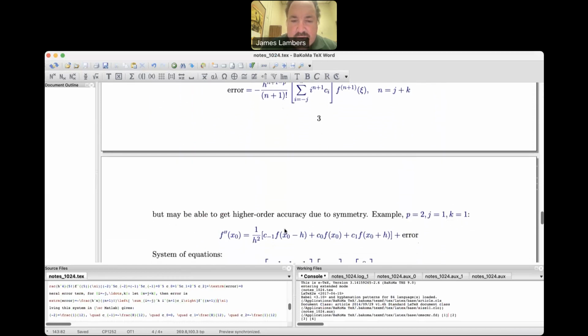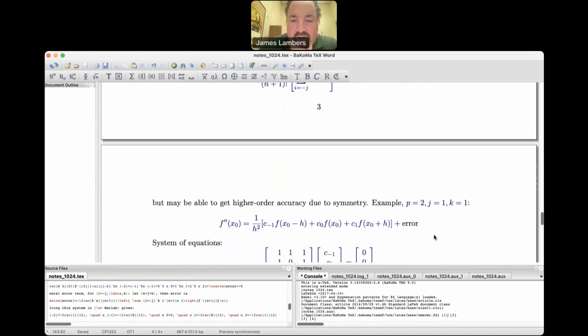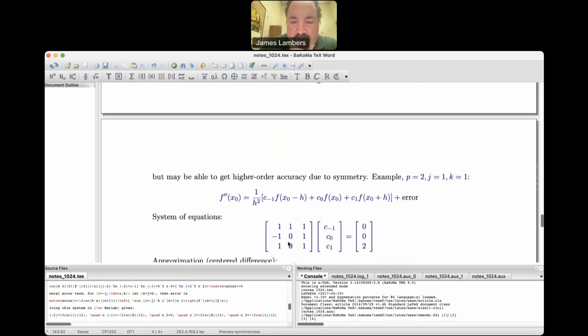So the form of our approximation is f double prime of x naught is equal to 1 over h squared times coefficients times f of x naught minus h, f of x naught, and f of x naught plus h, and then we have some error term. So here's our system of equations. Here's a matrix defined as before. So we have minus 1, 0, and 1 raised to powers 0, 1, and 2 times our vector of coefficients. And then our right-hand side vector, all zeros except the third entry is equal to 2 factorial, which is 2.